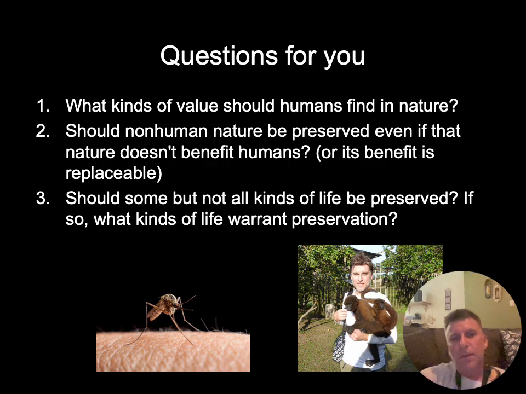And then, should some but not all kinds of life be preserved? Here, in a practical sense, people would love for disease-carrying mosquitoes to go extinct. Once you accept that, then whatever your system of ethics, it certainly isn't that all life is sacred, right? Because there's some life that we're okay with going extinct, whereas there's other life like monkeys that we just need to do everything we can to keep alive. So how do you draw that line? Why does that make sense?